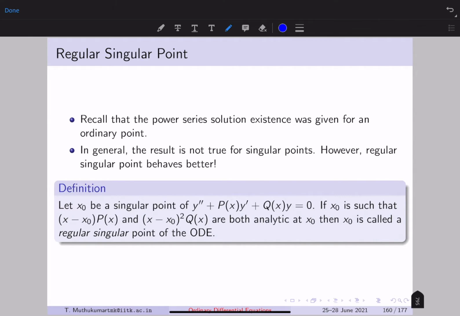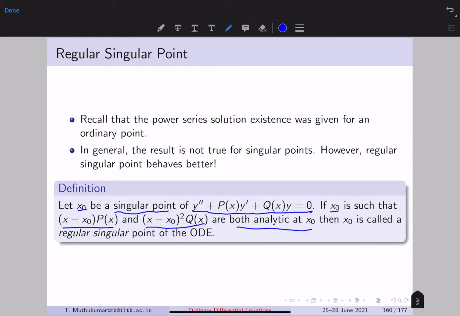So, if x naught is a singular point of the given ODE, and if x naught is such that x minus x naught times p(x) and x minus x naught squared times q(x) are both analytic. Remember, when we say x naught is a singular point of this ODE, it means that p and q at x naught are not analytic, right? That's what this means when you say x naught is a singular point.